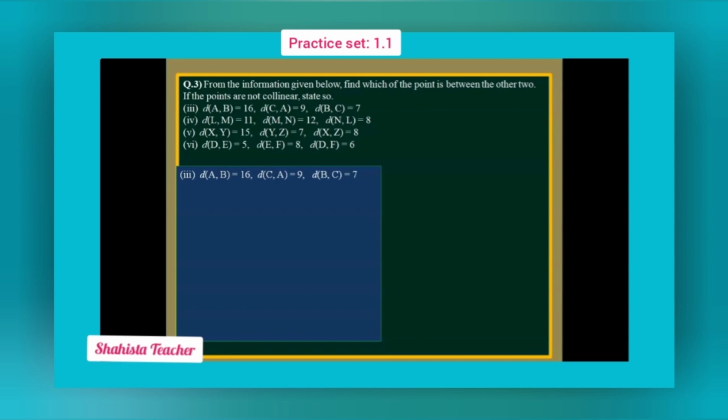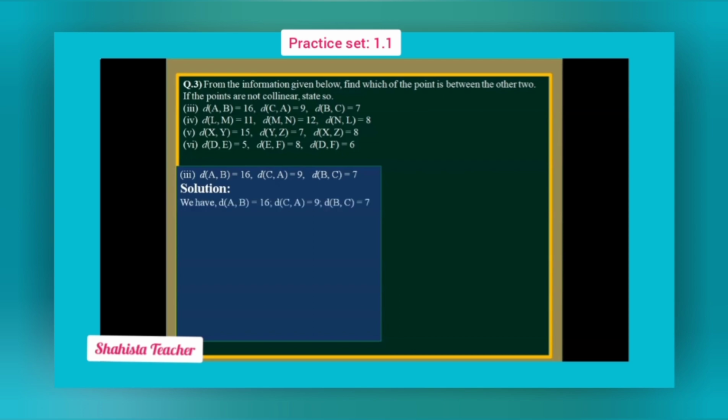Yes, collinear points. So here we will check which alphabet is in between. Here we will check the betweenness between two alphabets. So here AB, CA and BC values are given. So let's start the sum with the solution. Here we have distance of AB is equal to 16, distance of CA is equal to 9 and distance of BC is equal to 7.